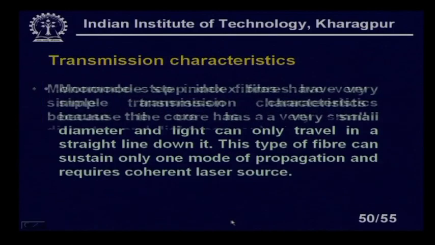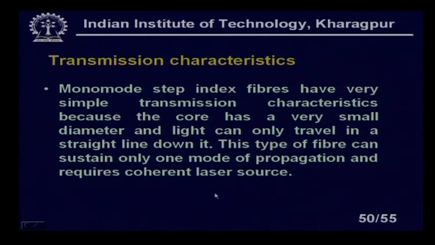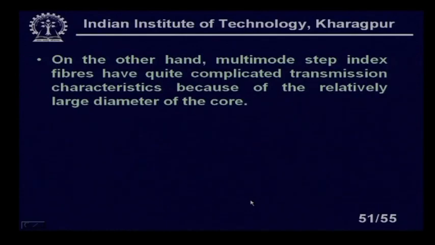Transmission characteristics, let us look at. The monomode step index fiber has very simple transmission characteristics because the core has a very small diameter and the light can only travel in a straight line down it. These types of fiber can sustain only one mode of propagation and require a coherent laser source. That is a problem, because light will be transmitted in a straight line.